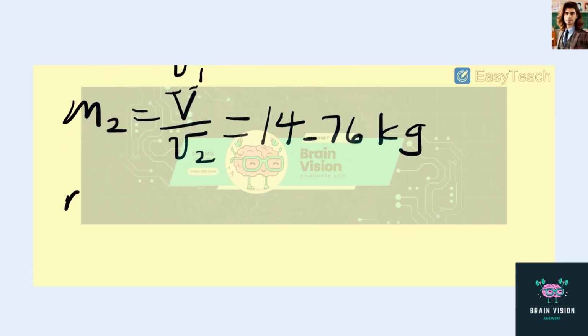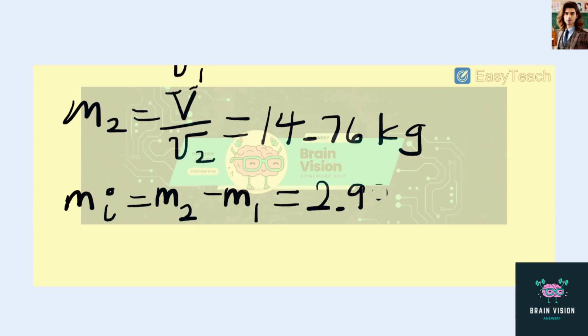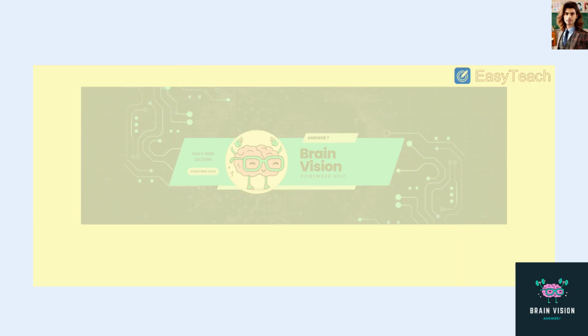So, as we defined before in the mass balance, the mass entering is simply m2 minus m1, and we have these two quantities that we just solved for. This gives us a mass that has entered the tank of 2.396 kilograms. That's the mass that has entered.